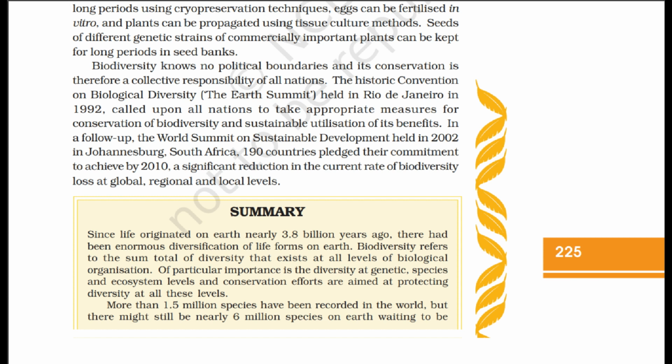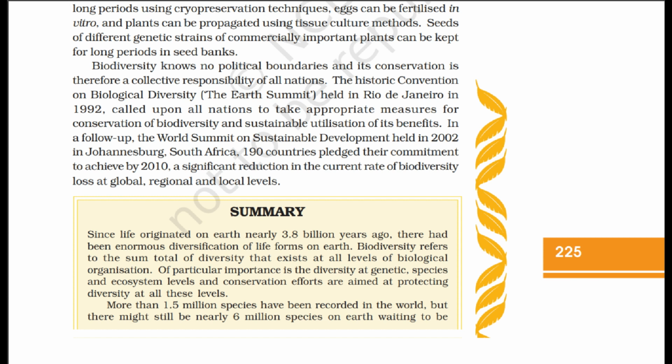Biodiversity knows no political boundaries, and its conservation is therefore a collective responsibility of all nations. The historic Convention on Biological Diversity, the Earth Summit, held in Rio de Janeiro in 1992, called upon all nations to take appropriate measures for conservation of biodiversity and sustainable utilization of its benefits. In a follow-up, the World Summit on Sustainable Development held in 2002 in Johannesburg, South Africa, 190 countries pledged their commitment to achieve by 2010 a significant reduction in the current rate of biodiversity loss at global, regional, and local levels.